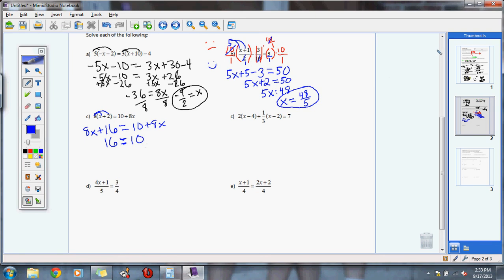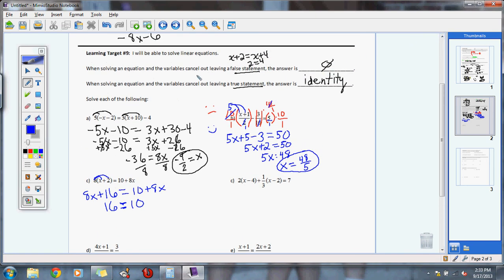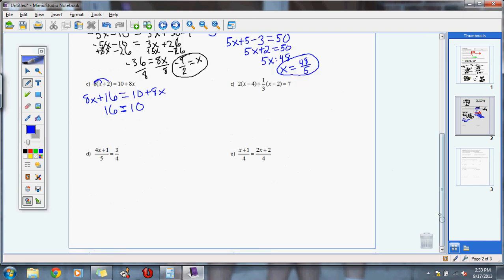And what we just learned back up here is that if they cancel out and you get a false statement, which is what is happening right now, then the answer to that problem would be no solution.